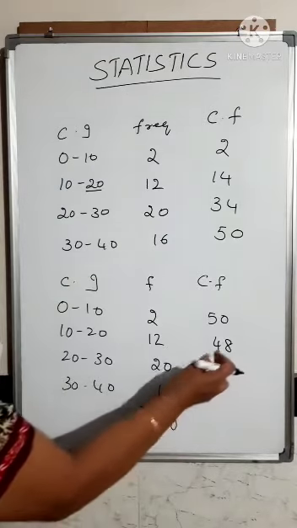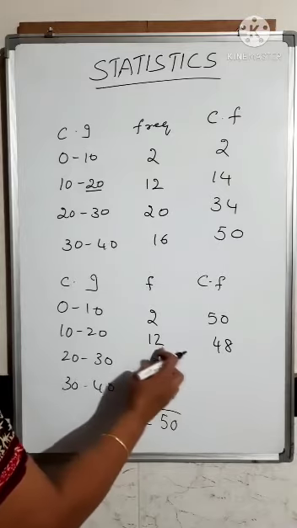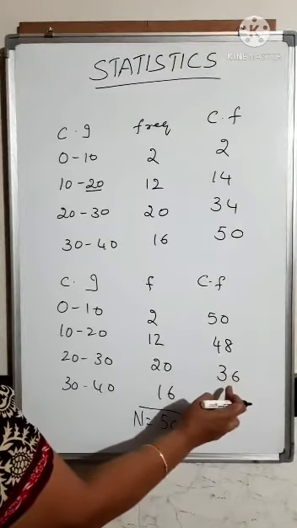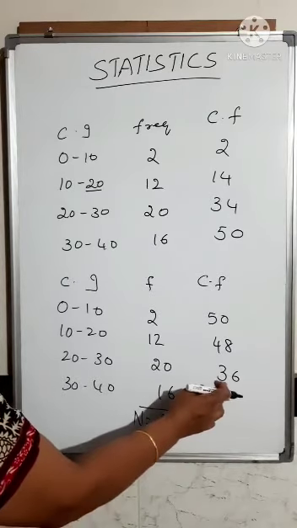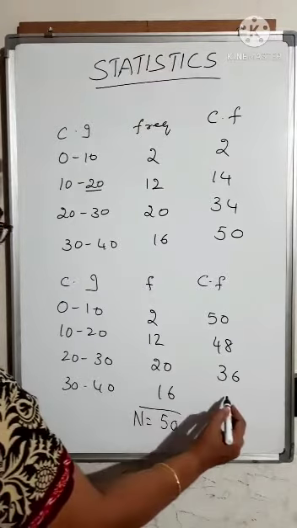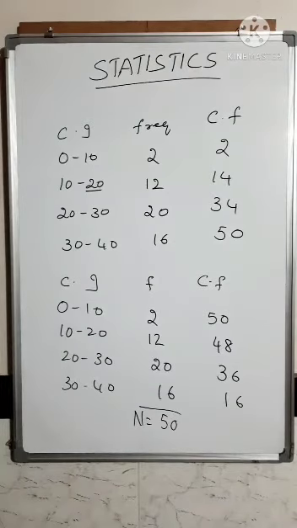Now in the next step you have to subtract this and write the value, that is 48 minus 12, which is equal to 36. And in the next step, you have to subtract these two and write the value here. That is 36 minus 20, which is equal to 16. So here you will get the value as 16. So this is how you find out the cumulative frequency more than or equal to the lower class limit.